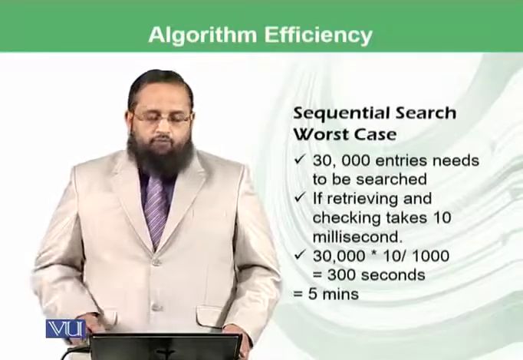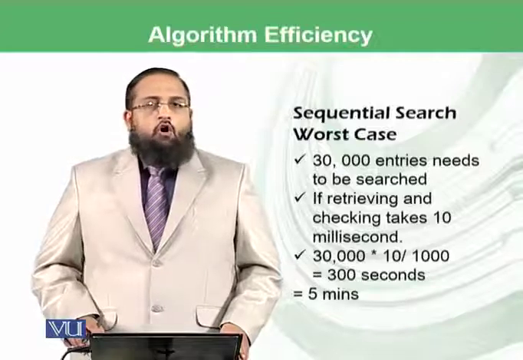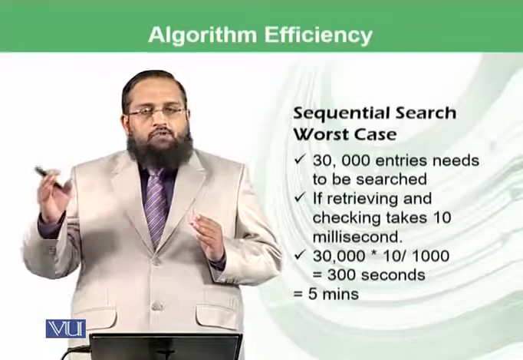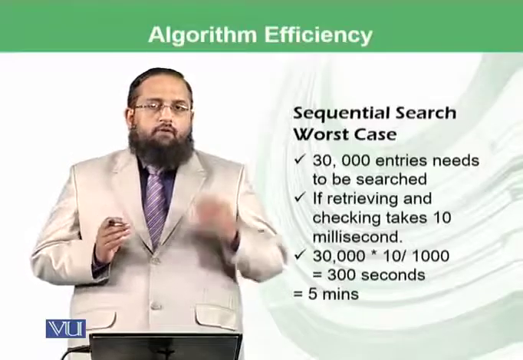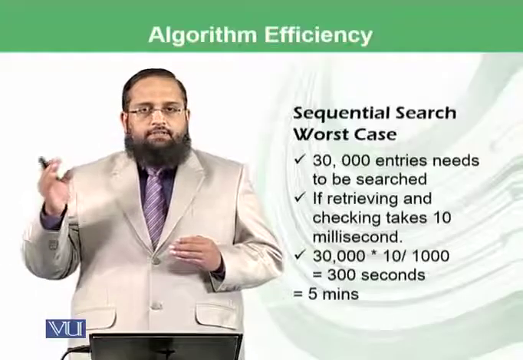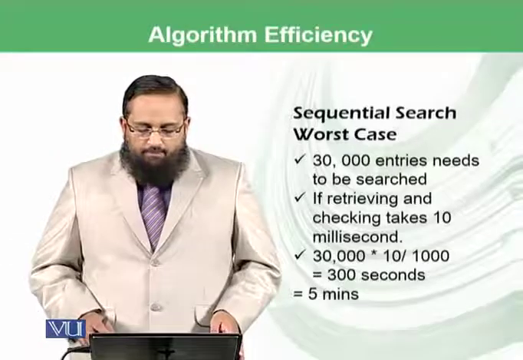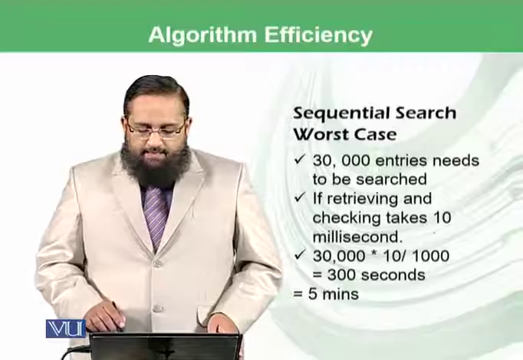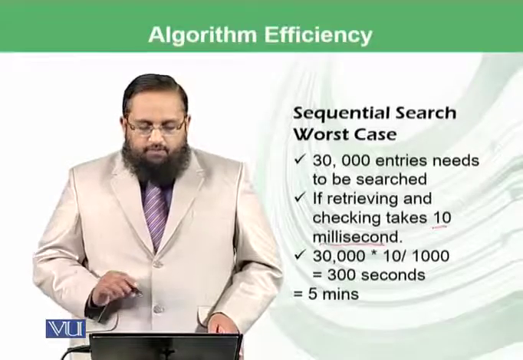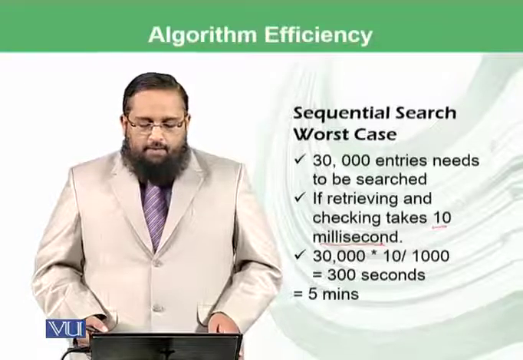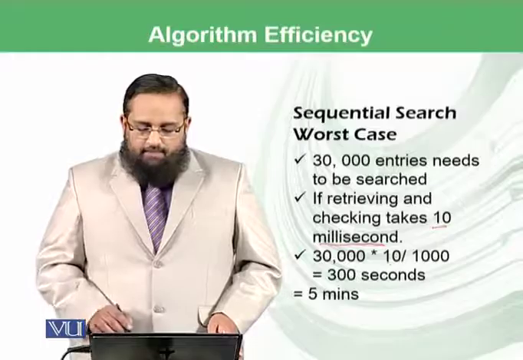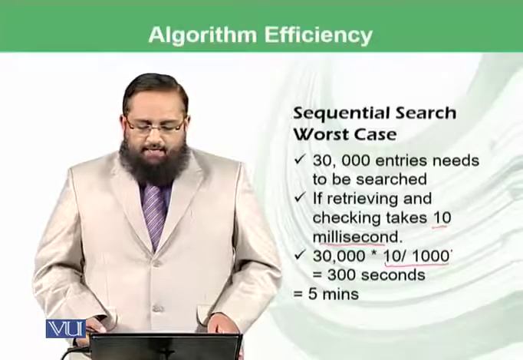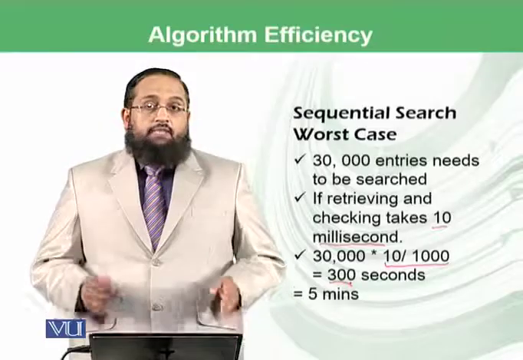So let's see if we use the sequential search algorithm on this data, and suppose the required student is at the last of the list. This algorithm will start searching from the first node until it reaches the end, and it will require 30,000 comparisons. Suppose that one comparison is done in 10 milliseconds. So 30,000 multiplied by 10 divided by 1,000, because 10 milliseconds is the 100th part of a second, and it will require 300 seconds, which means 5 minutes.